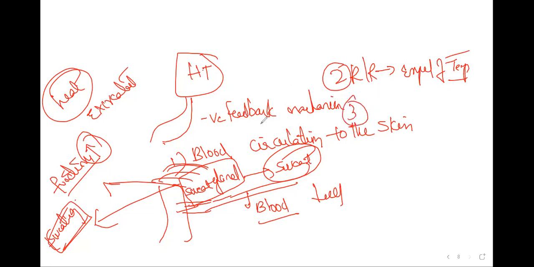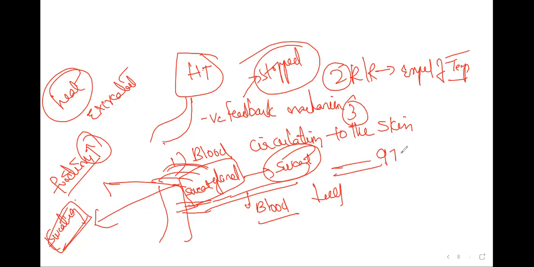Third, if the temperature is normalized, then this mechanism is stopped, because the temperature is maintained at 96, 97, or 98. So we do not need a further decrease in temperature. We need this stability. This is how the negative feedback mechanism works.